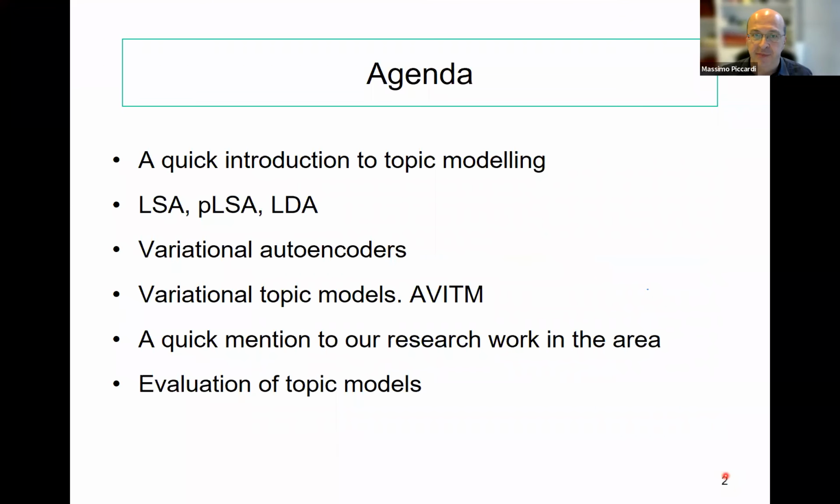So first, a quick introduction to topic modeling, the traditional techniques like LDA and similar, variational autoencoders at large first, and then specialized for topic modeling, and then a little bit of other things around that.